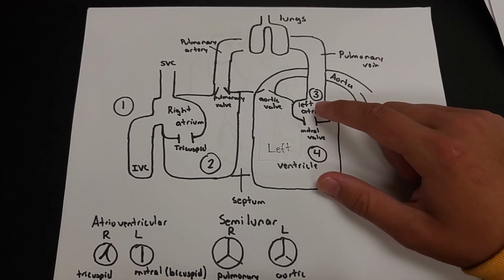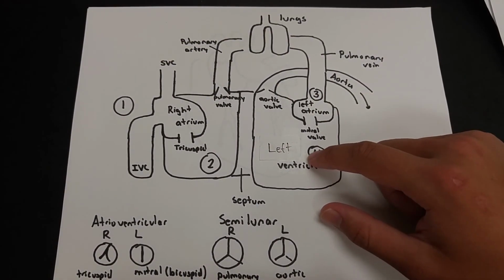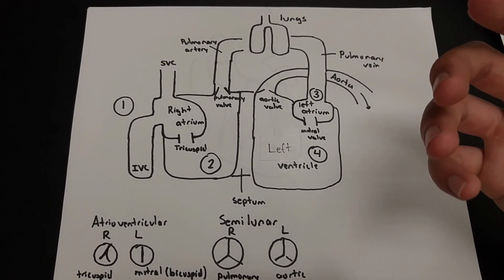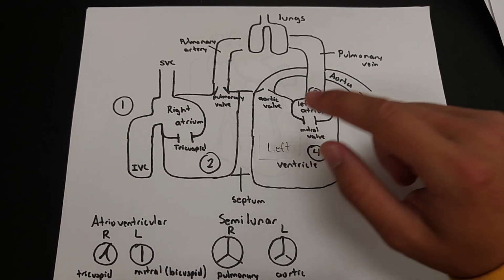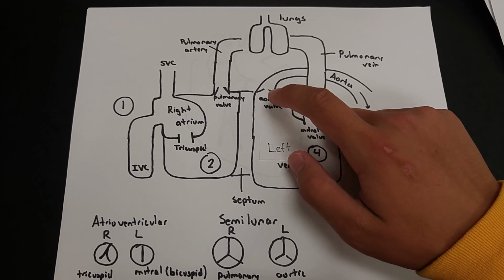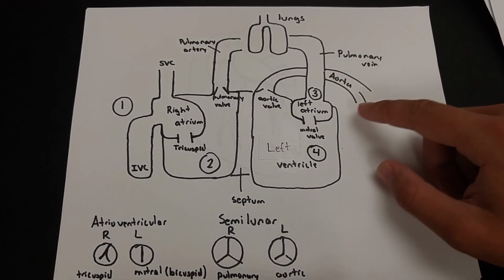Now when the atria contract, it sends the blood from the left atrium into the left ventricle through the mitral valve. And then when the left ventricle contracts, the oxygenated blood gets sent through the aortic valve, through the aorta, which is an artery, to the rest of the body.